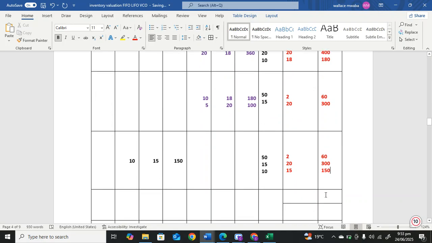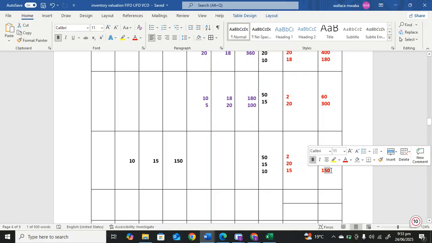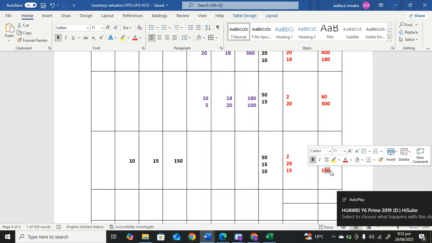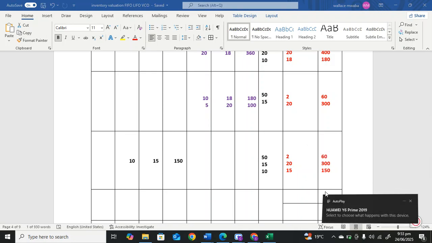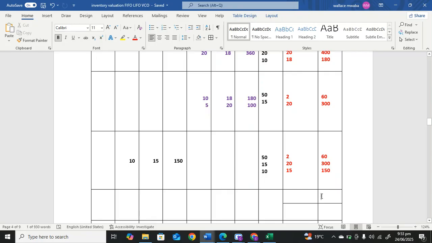So we can now get the value of our closing inventory. Okay. So 60 plus 300, 360. 360 plus 150. I'm adding these last values here, to get the value of closing inventory. So 60 plus 300, 360 plus 150, 510, yes. So this is the value of the closing inventory, 510.